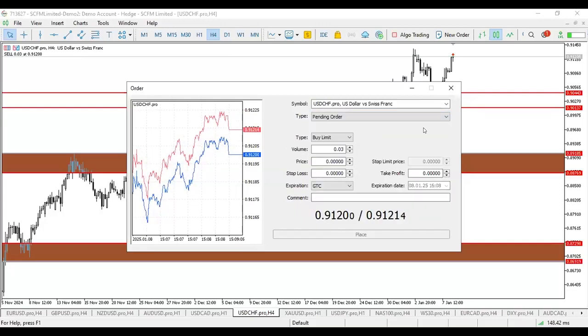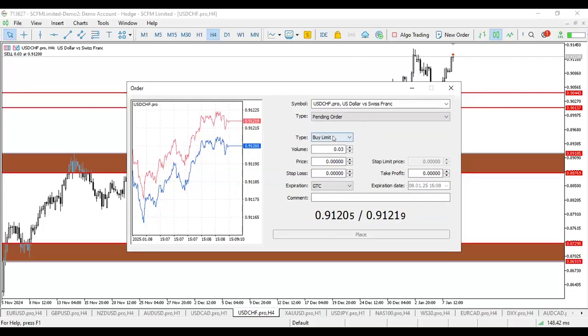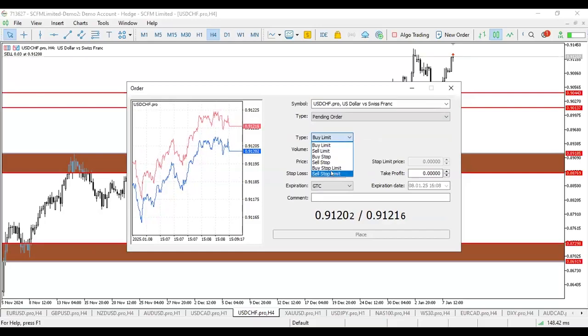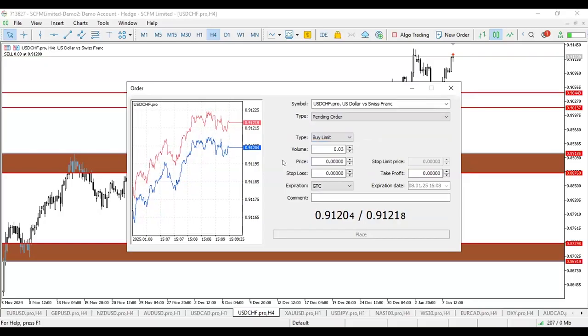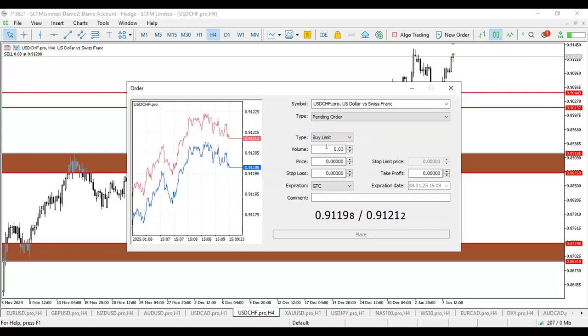Now here at pending order, we have different types of pending orders. When you click at this type, you can see you have a buy limit, sell limit, buy stop, sell stop, buy stop limit, and sell stop limit. Now I will focus on these 4: the buy limit, sell limit, buy stop, and sell stop. These are the most important orders to learn and how to place them and execute them in the market. So first, I'll start with the buy limit order. This one here that you can see on my screen.